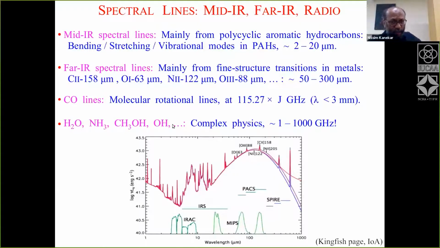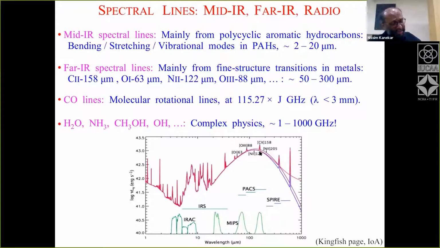In addition to that, you have, for example, the oxygen 163 micron line, which is sitting over here, slightly weaker than the C plus line. The oxygen 388 micron line is sitting over here. There's a singly ionized nitrogen 122 micron line over here, which is somewhat weak. There's a nitrogen line at 205 microns over here. So these are all fine structure lines.